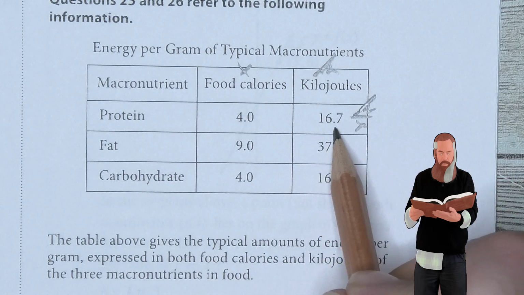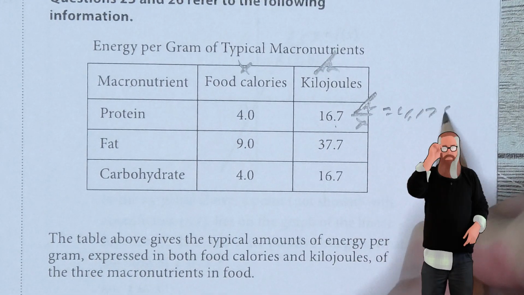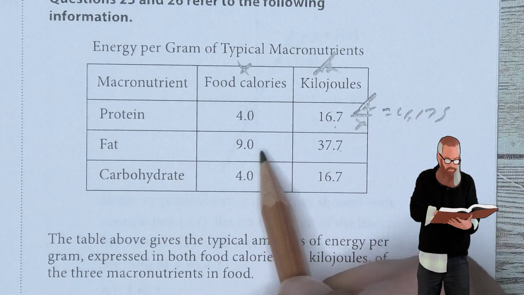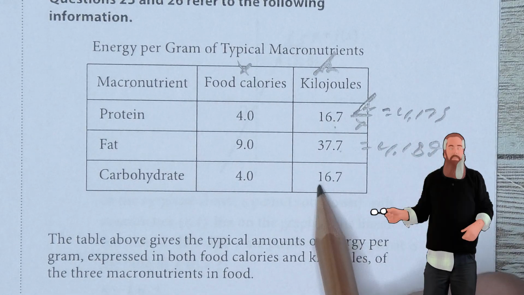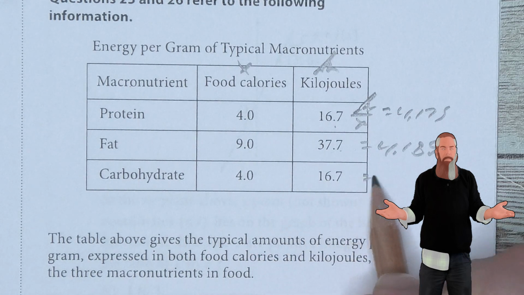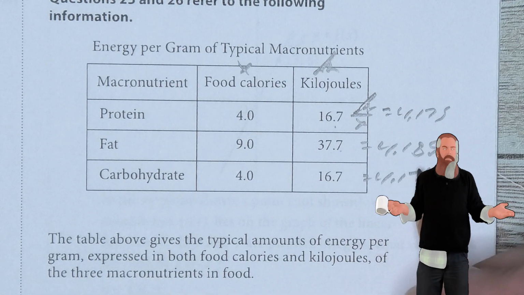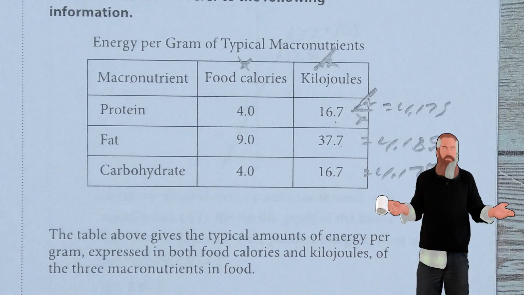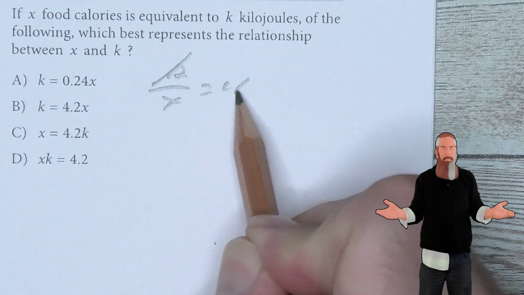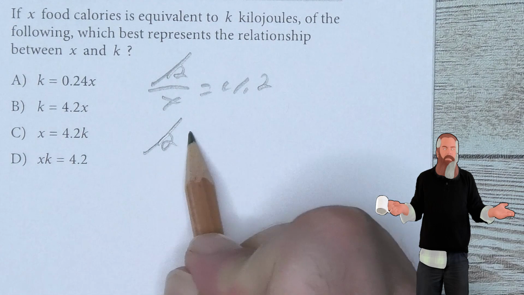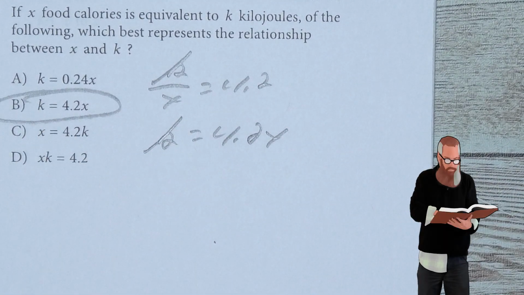So 16.7 divided by 4, and that's going to give us 4.175. And 37 divided by 9, that's going to give us 4.189. All of these are 4.1 and over 5. So let's call it 4.2. Or simply that K over X is equal to 4.2, meaning that K is equal to 4.2 times X, giving us B as the answer.